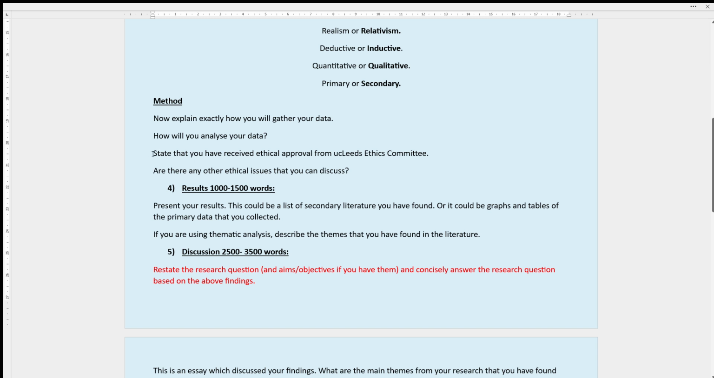And then you need to cover ethics in the method section. So at the very least, and this is what my students would put, that they have received ethical approval from the University of Leeds Ethics Committee. But you need to say where you've gained your ethical approval from, and then explain any ethical issues that you might have found in there. But that's the absolute bare minimum. You need to state that you've gained ethical approval. I would expect a paragraph discussing the various ethical issues of your study. Is it beneficent for your population? Is it maleficent in any way? Could any harm come to anybody?